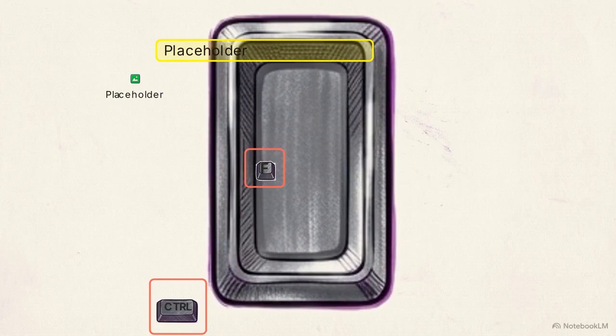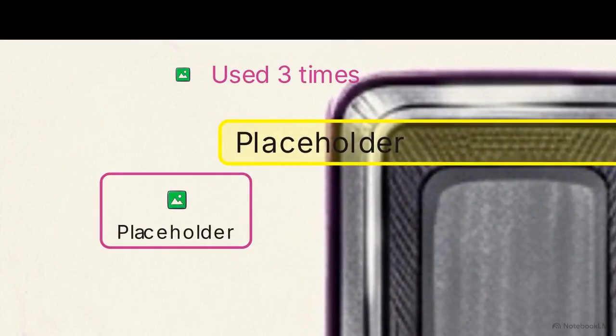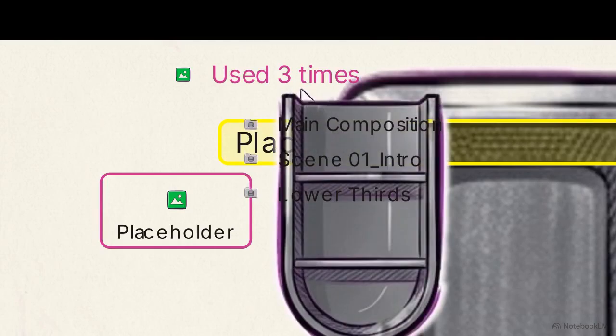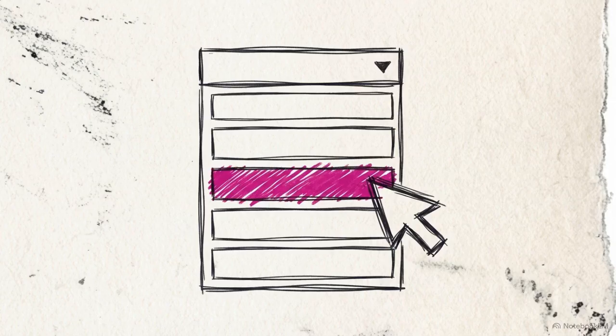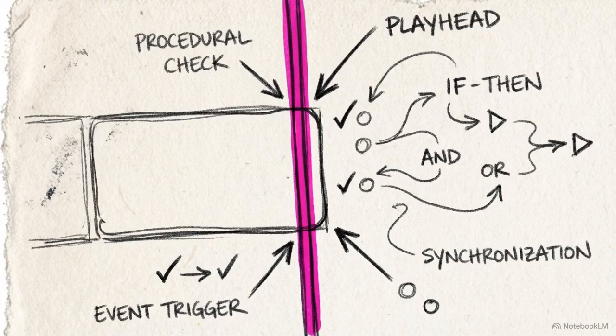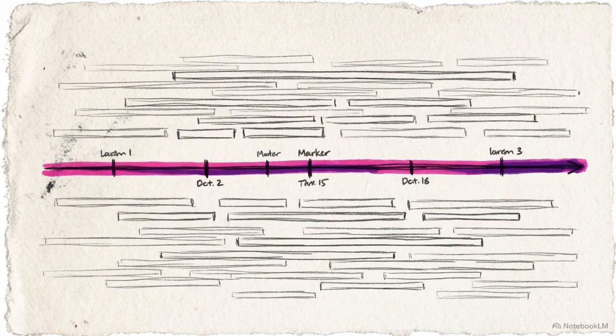Select that placeholder and look next to the thumbnail. You'll see metadata telling you exactly how many times that item is used. Click that text, and a drop-down menu reveals every parent composition containing your placeholder. Select a composition from that list. In one click, After Effects opens the timeline, snaps the playhead to the endpoint, and highlights the specific layer.